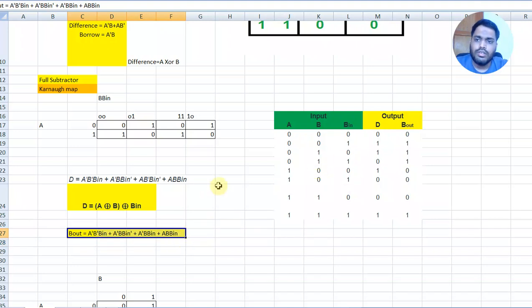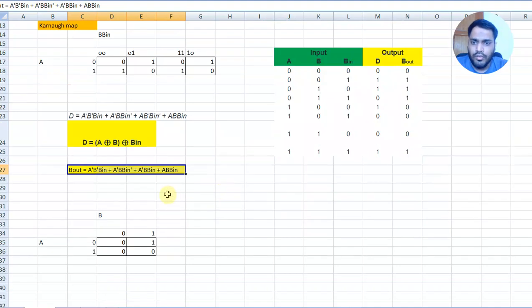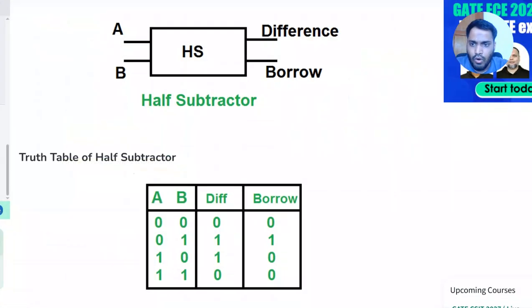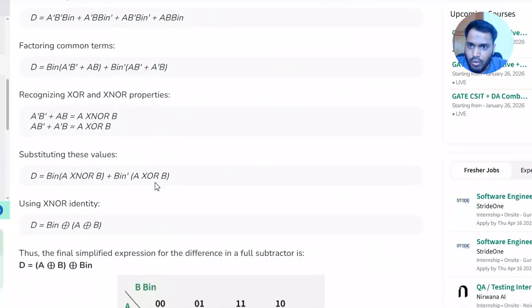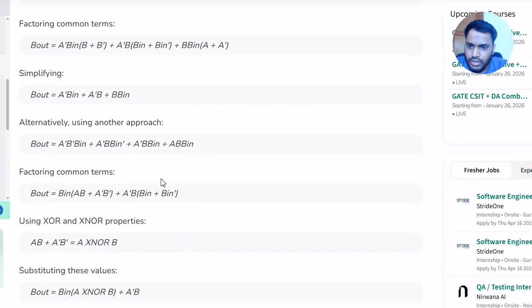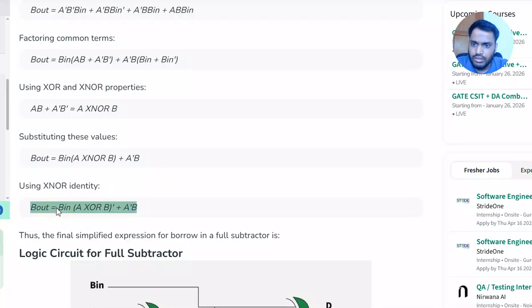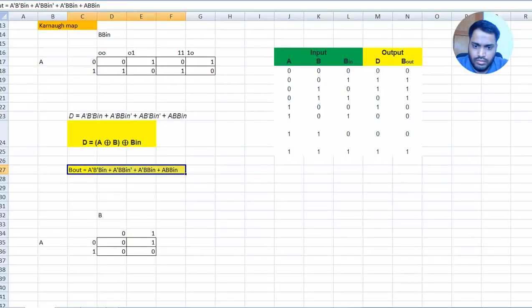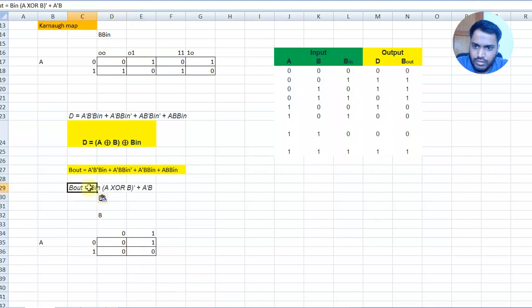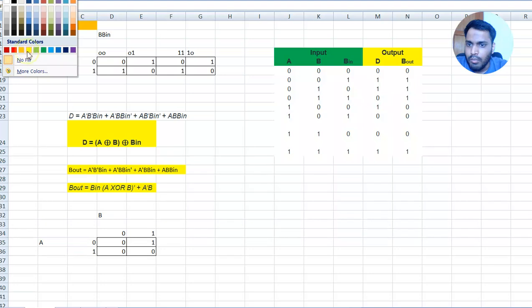I think after simplification you will get a smaller equation for borrow out as well. The last expression that you will get for borrow out would be this: a XOR b complement and b in plus a XOR b. So this is the latest expression you will get after simplifying the borrow.